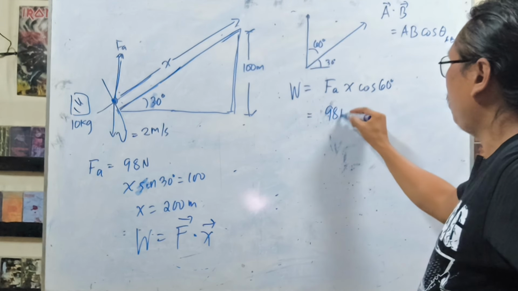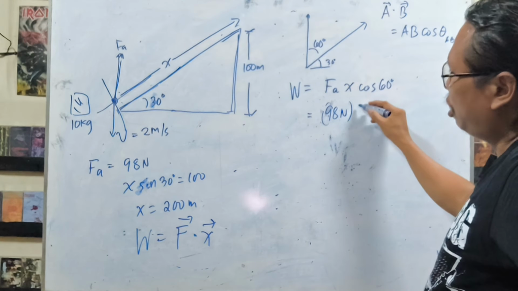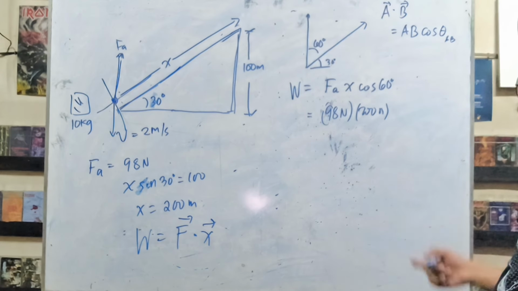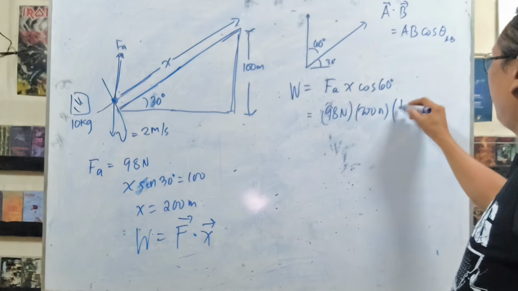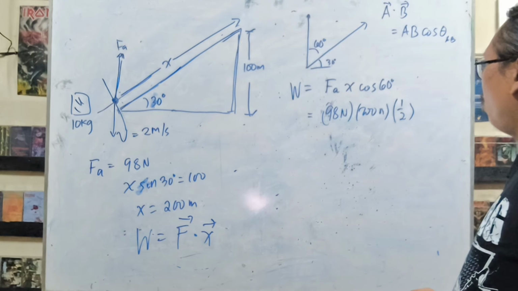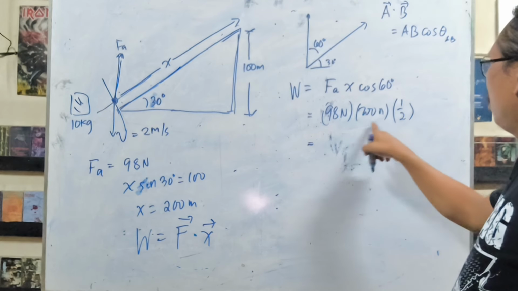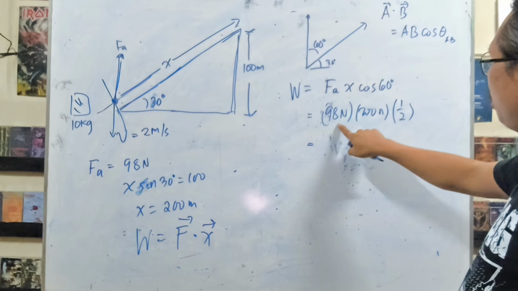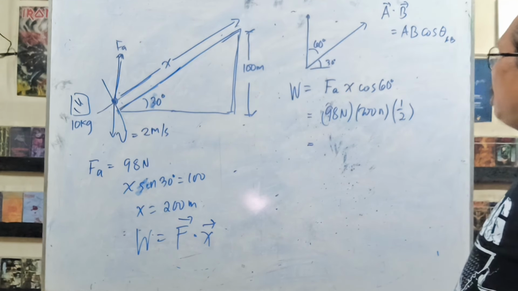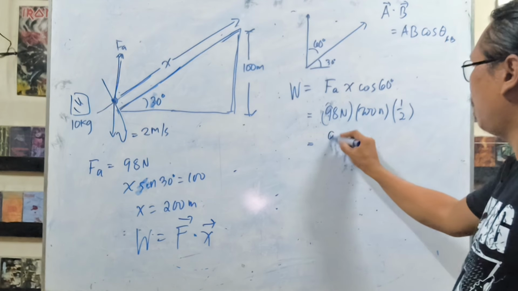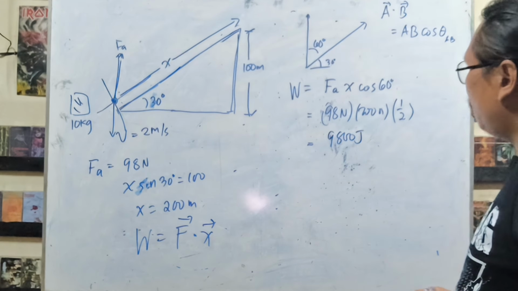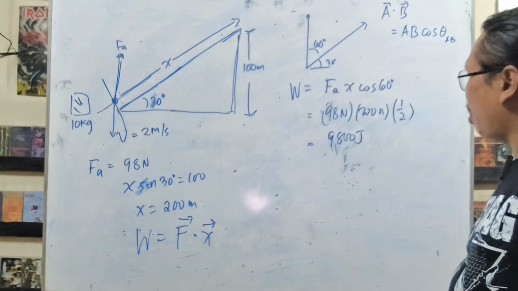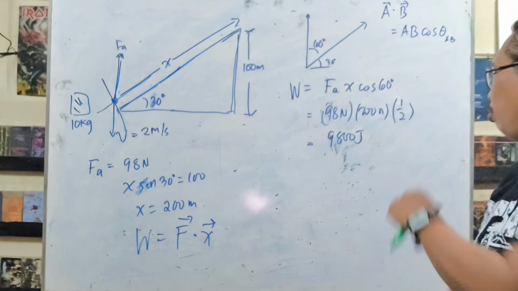So this is 98 newtons times X, which is 200 meters. Cosine of 60 is the same as sine of 30, which is 1/2. So that is equal to 9,800 joules. I would need to spend 9,800 joules in order to raise this one. That's actually about maybe some 2,000 calories.